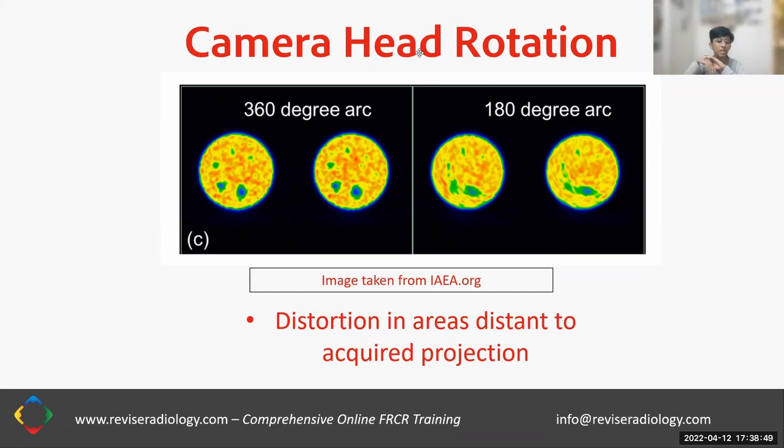There's a certain area in which you get a clear image, but there's also distortion in areas which are distant to the acquired projection. So that's just something to be aware of when you're thinking about these two types of configurations. That's why they're used for different types of applications, because you can only use them for certain clinical applications because of this type of distortion which comes up.